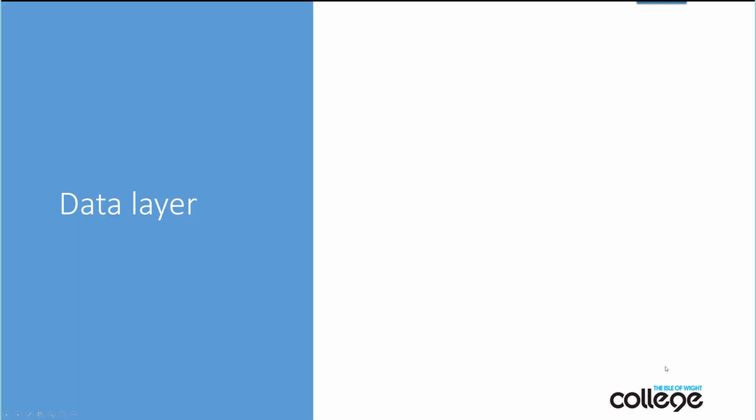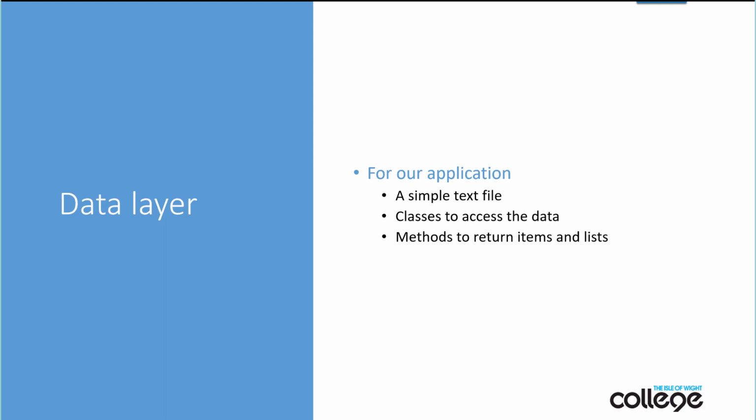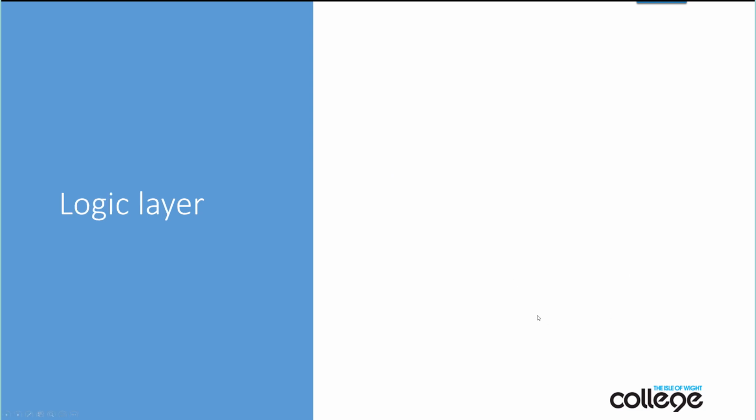So let's talk about the data layer first. For our application, that's going to be a simple text file, and we use classes to access the data and the methods that return items and lists. So that gives us input into our application. We never actually store anything in our particular application.